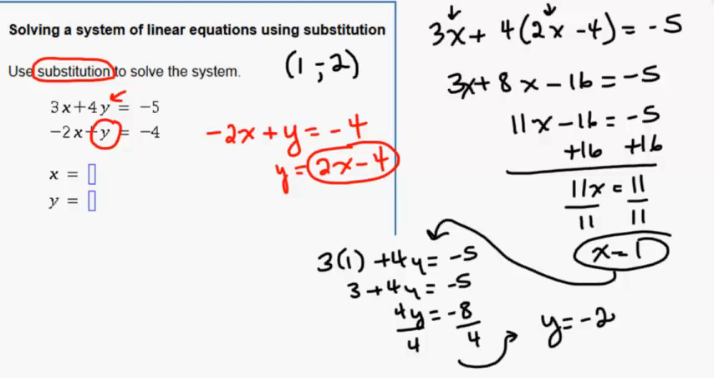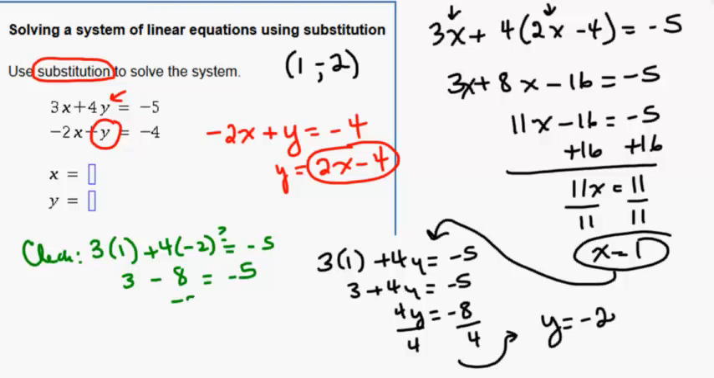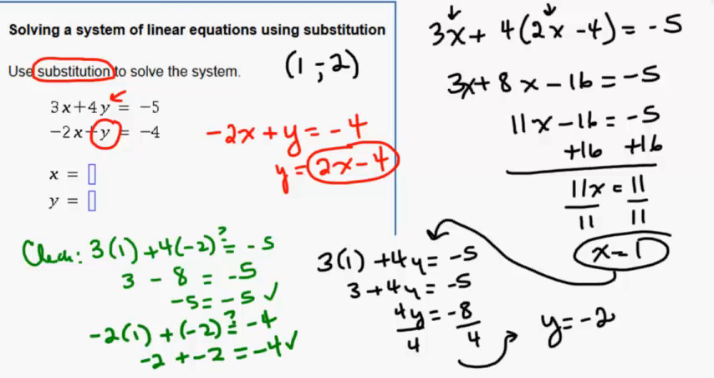So we can always check ourselves. So we'll come back over here to check. I'm going to check in the first equation, so that's going to give me 3 times 1 plus 4 times negative 2, and we want to know, does that equal negative 5? 3 times 1 is 3 minus 8. Is that negative 5? It is indeed. So far so good. Let's substitute it into the second equation, so that's going to be negative 2 times 1 plus negative 2, and the question is, does that give us negative 4? Negative 2 times 1 is negative 2. Negative 2 plus negative 2 is indeed negative 4.